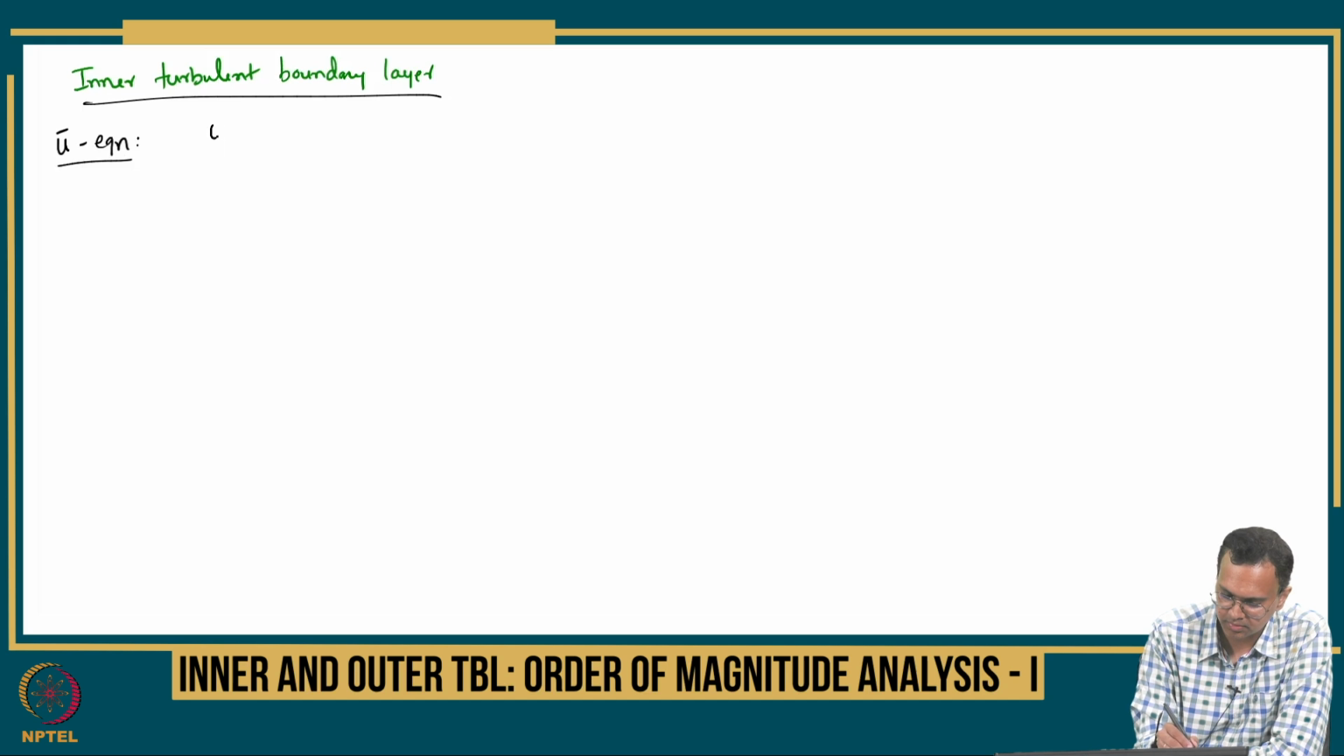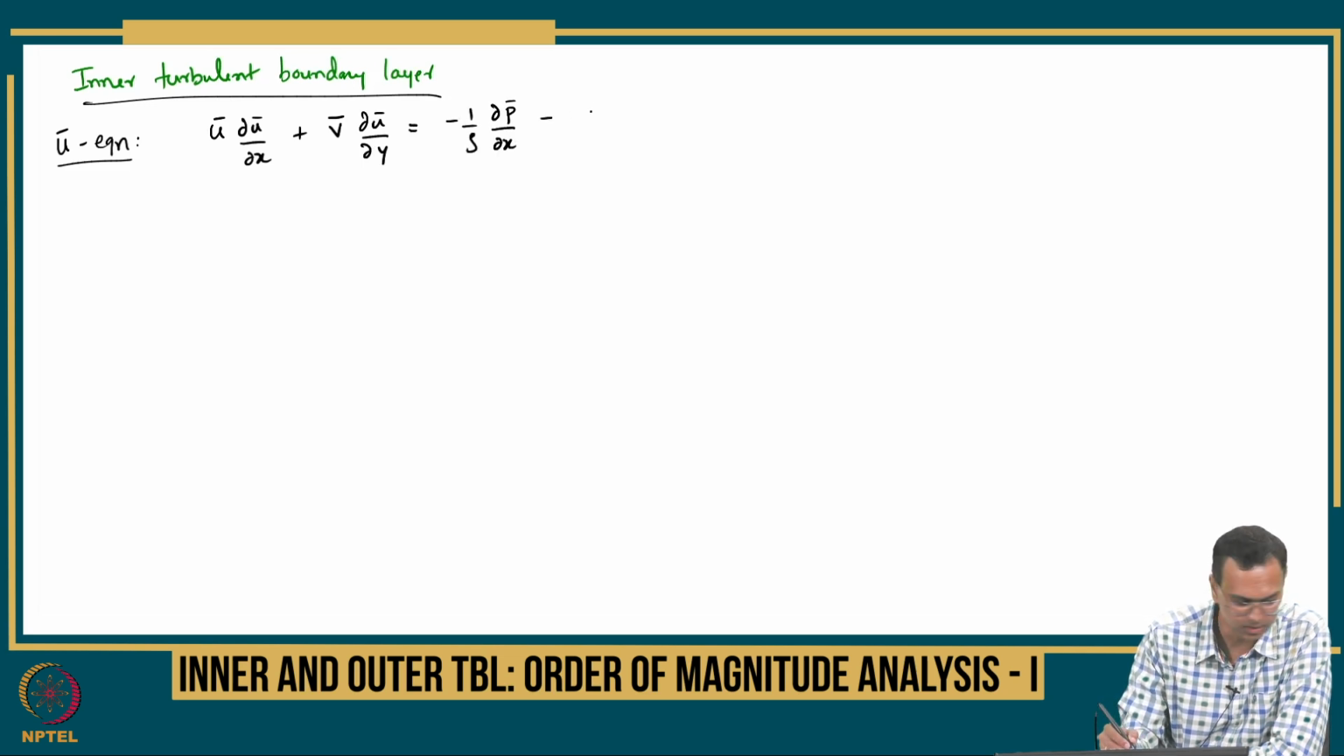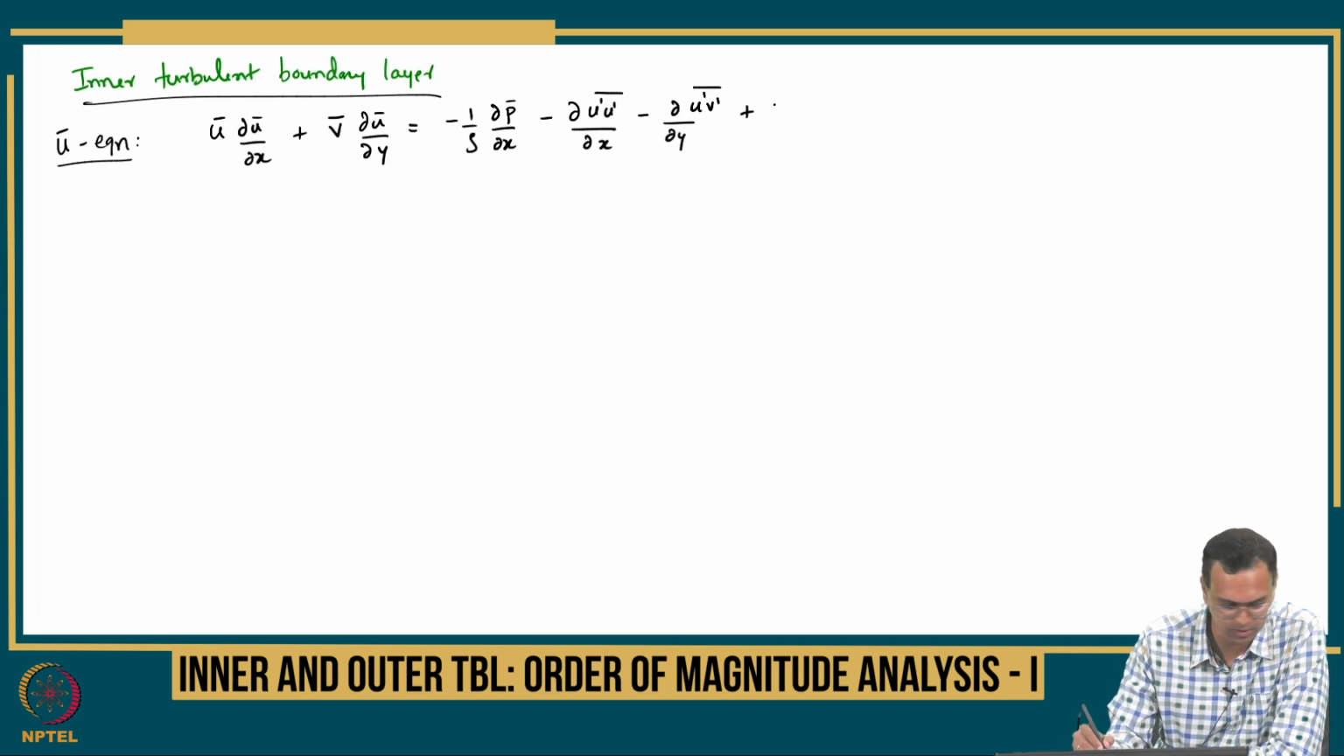the mean momentum, which is U bar ∂U bar/∂x plus, I'm taking the same equation, V bar ∂U bar/∂y equal to minus 1 by rho, the pressure gradient along the x direction, and then I have the two turbulence terms, which is minus ∂u'u'/∂x, minus ∂u'v'/∂y, the turbulent shear stress term, and the two viscous terms, which is nu ∂²U bar/∂x² plus nu ∂²U bar/∂y².